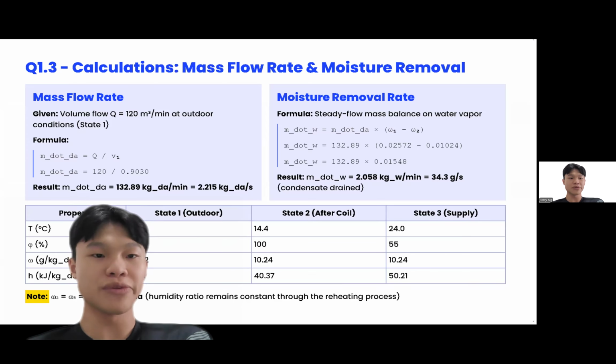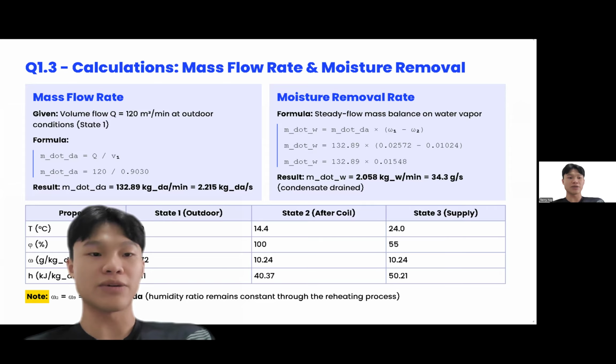And moisture removal rate: apply a steady flow mass balance on water vapor. Mass flow times the difference in specific humidity, which is 132.89 times 0.01548, gives 2.058 kilograms of water per minute, which equals 34.3 grams per second of liquid condensation draining off the coil. The comparison table at the bottom is important.